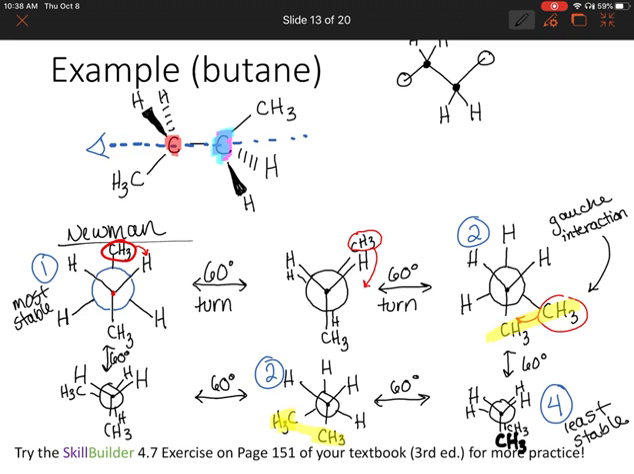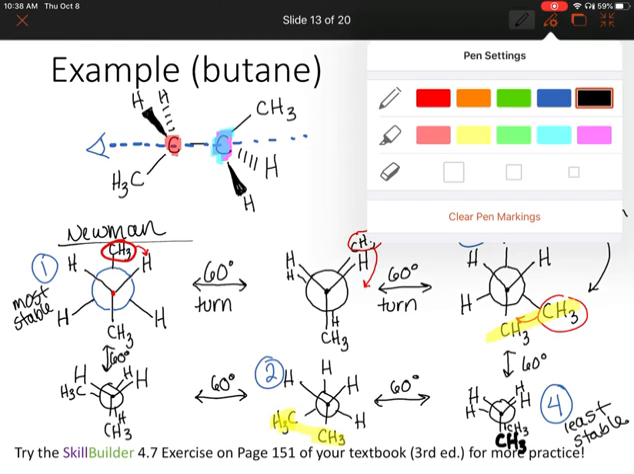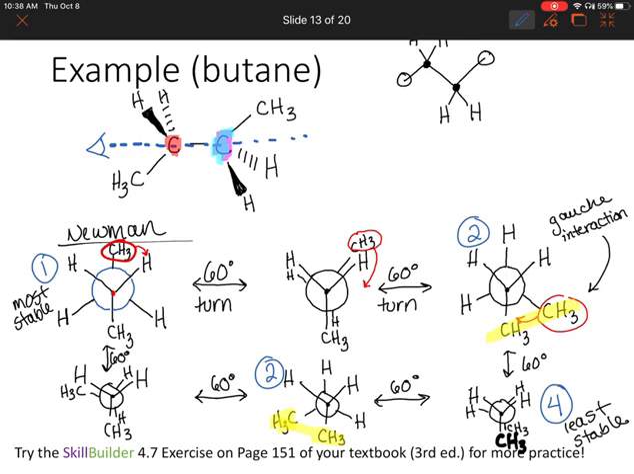So now if we look at our 2 other eclipsed structures, the methyl groups are 120 degrees apart, so that's a little more stable. However, those methyl groups are perfectly lined up with hydrogens, which is not very stable. So those 2 are still less stable than our staggered conformations. So we're going to label these 3. And I'm giving them the same energy because they're pretty similar. They're just rotated differently.